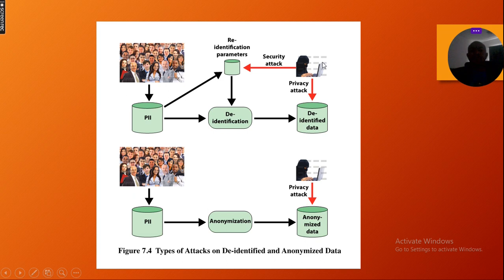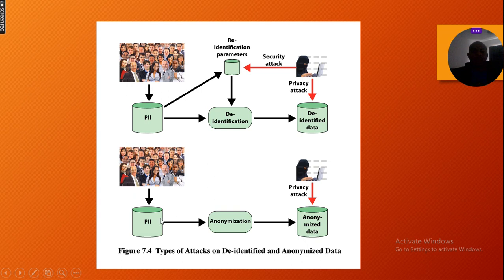So the attacker, what they do, they attack the de-identified data with a privacy attack, and they want to steal this re-identification parameter. They want to steal it. So they attack it with a security attack. They want to steal it, because the moment they get hold of this one, then they will apply it here, and then they will get everything here. That's what the attacker does. So this first one is for de-identification.